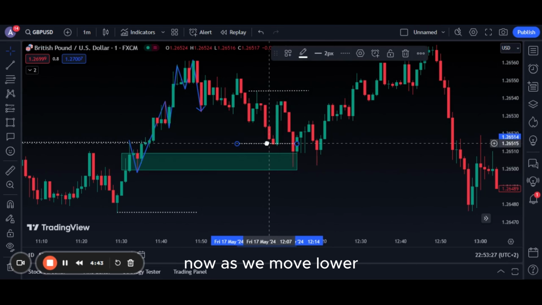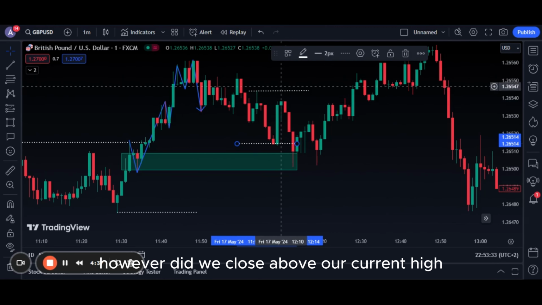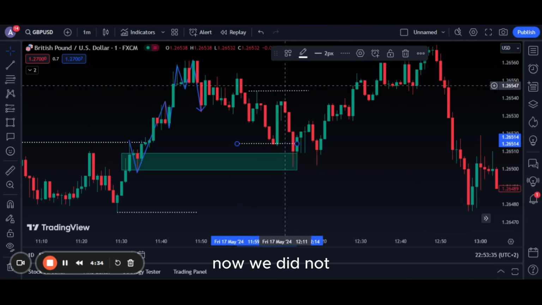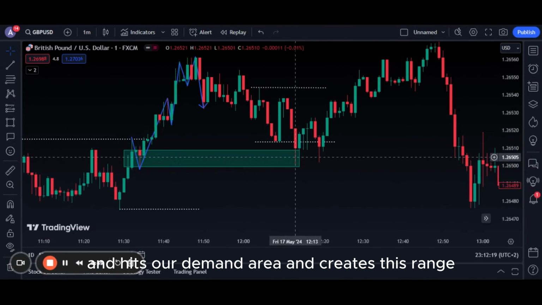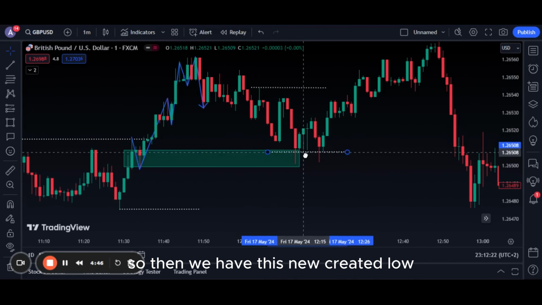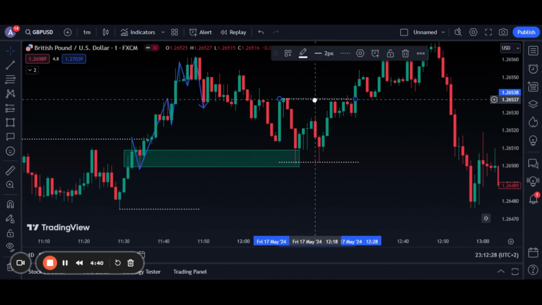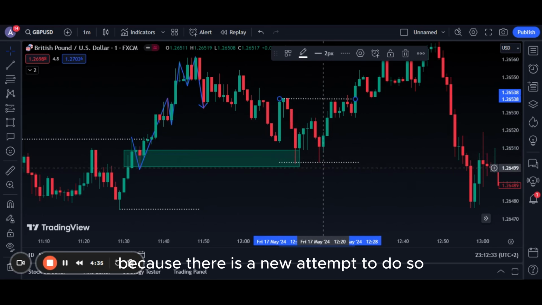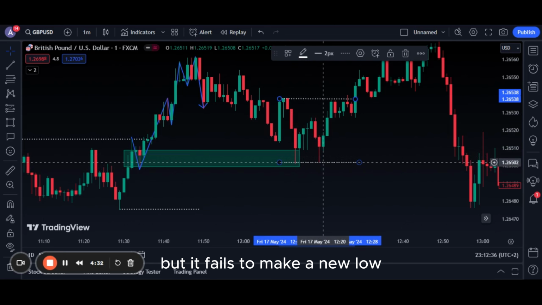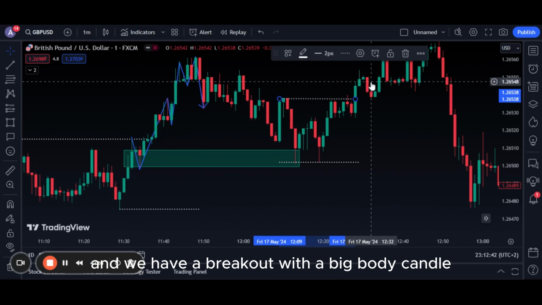Now, as we move lower, we can see more bullish power coming in the markets. However, did we close above our current high? Now, we did not. So we still sit on our hands and do nothing. So as we continue, we see the price creates a new low and hits our demand area and creates this range. So then we have this new created low, and this will be our confirmed high. Now, instead of price making a new low, because there is a new attempt to do so, but it fails to make a new low, instead it pulls up and we have a breakout with a big body candle.